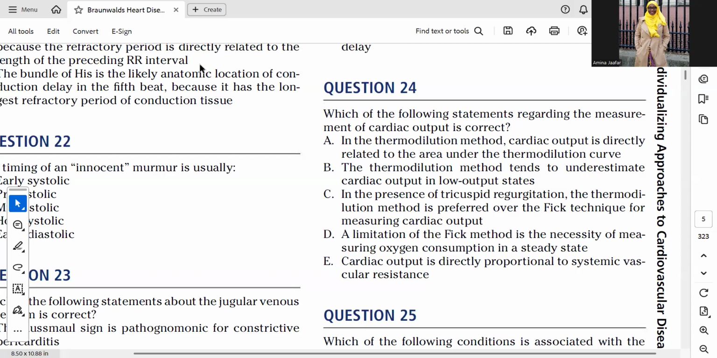Then option D, a limitation of Fick method is the necessity of measuring oxygen consumption in a steady state. This is true. I mentioned it earlier that with the Fick method, this is the drawback. One needs to measure oxygen consumption in a steady state in the human body so as to have the accurate cardiac output. So option D is the correct answer. Option E, cardiac output is directly proportional to systemic vascular resistance. This is false. In human physiology, cardiac output is inversely proportional to systemic vascular resistance. So the answer to this question is option D.